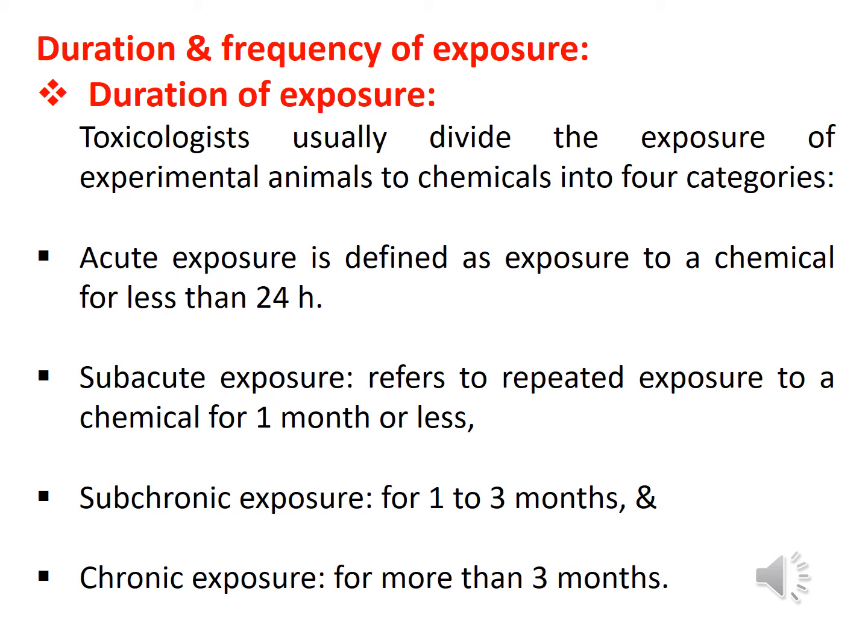Toxicologists usually divide the exposure of experimental animals to chemicals into 4 categories. These are acute exposure, subacute exposure, subchronic exposure, and chronic exposure. Acute exposure is defined as exposure to a chemical for less than 24 hours. Subacute exposure refers to repeated exposure to a chemical for 1 month or less, while subchronic exposure is for 1 to 3 months and chronic exposure for more than 3 months.